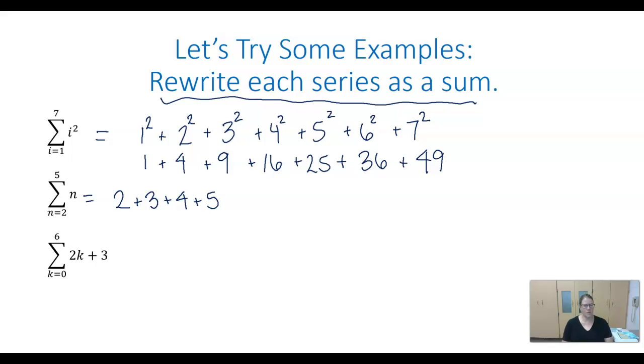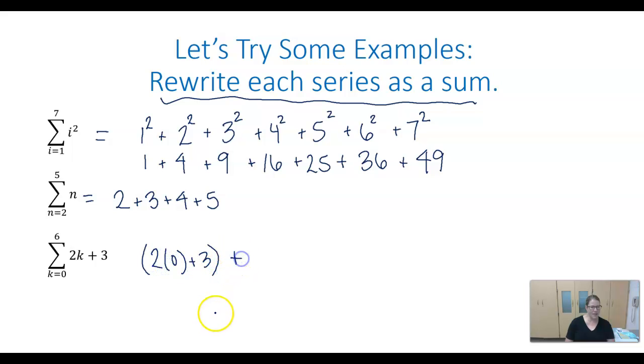Let's try another one. So we've got k equals 0 to 6. 2k plus 3 is our formula. The formula got a little bit more complicated, more fancy or something. I don't know. So we're going to start with 0, and we're going to plug 0 in where k is. So our first term would be 2 times 0 plus 3.